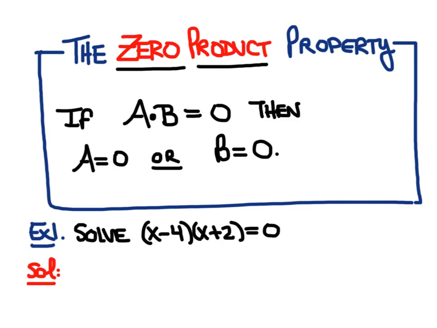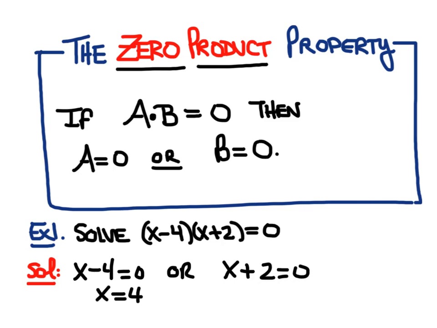So for an example, if I ask you to solve the equation x minus 4 times x plus 2 equals 0, what I mean by solve is find every x value for which this equation holds. Well, by the zero product property we know that either x minus 4 equals 0 or x plus 2 equals 0. From the first equation we get that x must be 4. So if x equals 4, we have equality, and if x equals negative 2.